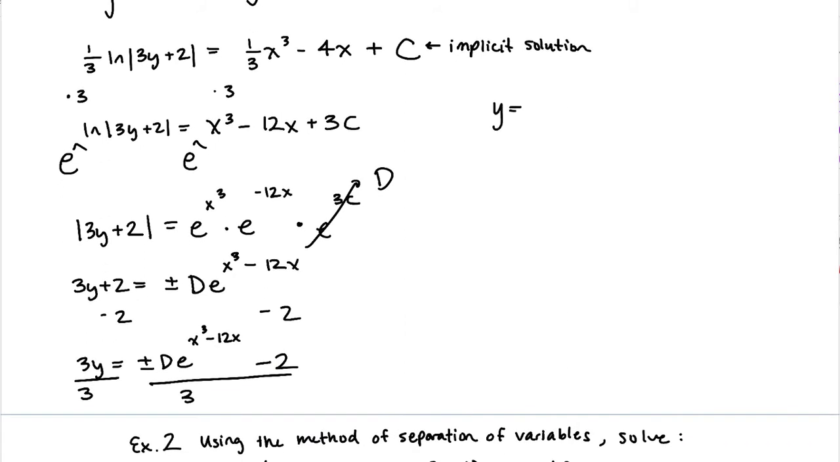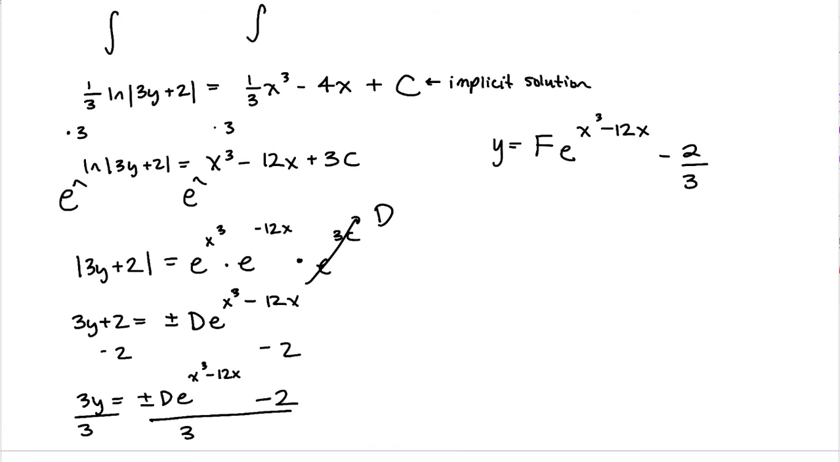So y is equal to, and a lot of people would argue that we shouldn't really leave a plus or minus d over 3 for a coefficient because that's just kind of not a very clean way to write it. We could rename this as another letter. We could call it like capital F or something if we wanted to, and then use our initial condition to solve. That's fine. So we could call it f e to the x cubed minus 12x, minus 2/3. There we go. So there is our solution here. This is considered our explicit solution.